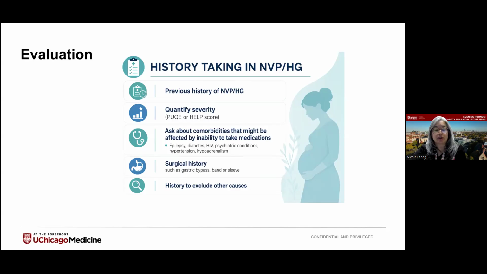In addition to other medical conditions that somebody might have, we would want to get a surgical history as well, specifically whether or not somebody has had any type of gastric weight loss surgery, like gastric bypass, band, or sleeve, because this can make it much more. Okay. And then again, the last thing is to exclude other causes, and we kind of went through that already.